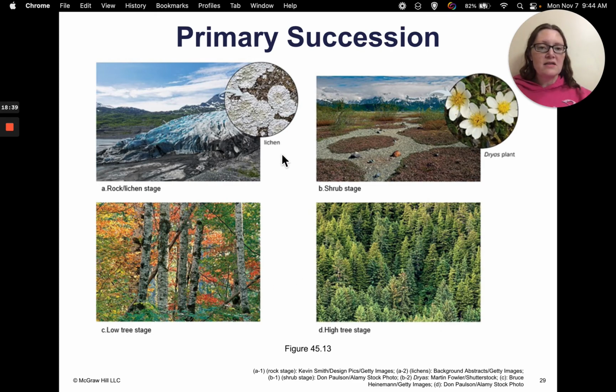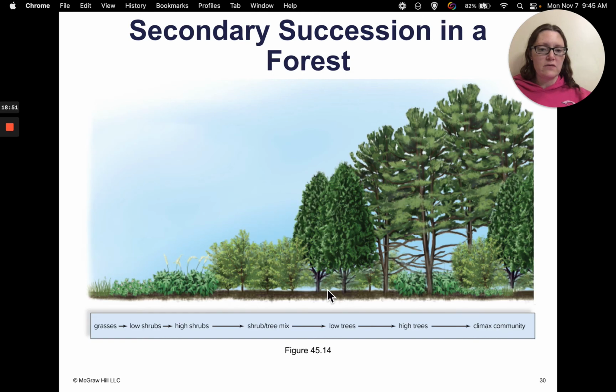So this process takes a really long time. It starts with these pioneer organisms like the lichens, and then all of that dies, the rock gets broken up, and it's going to eventually lead to a mature forest. So here you can kind of see how it works with a secondary succession.